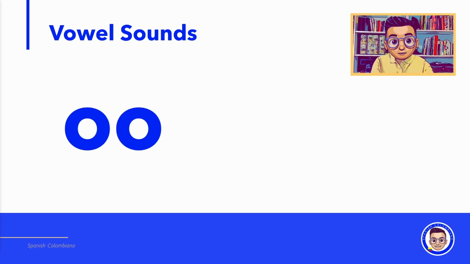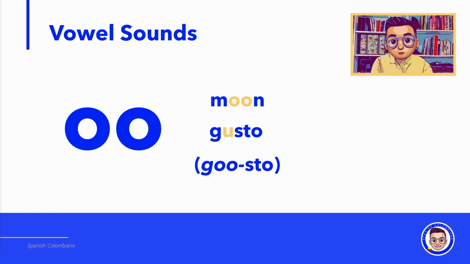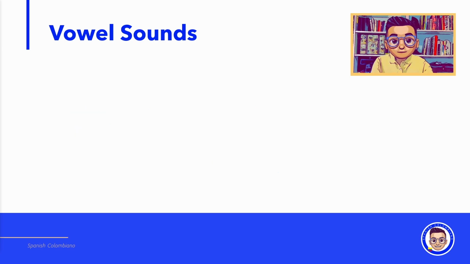The next one is U, which you can find in words in English like moon and words in Spanish like gusto. It's the same sound, U. Moon, gusto. Gusto is the same one. Let's see the next one.